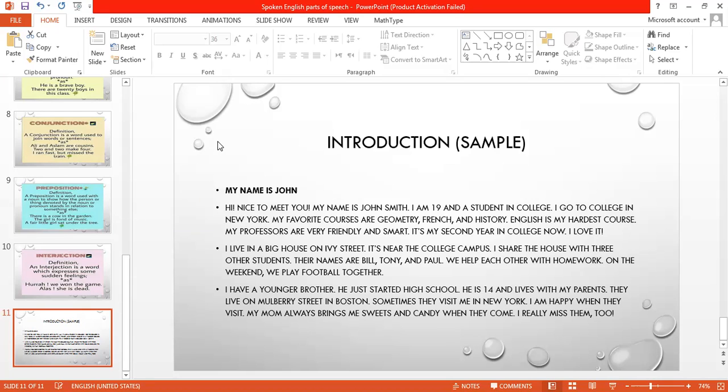So this is a short sample introduction. And what we are going to do is a small activity in which we figure out the parts of speech that we have read today by looking at this text. Hi, nice to meet you. My name is John Smith. So what is a noun here? There is a proper noun here, which is John Smith. John Smith is a proper noun.